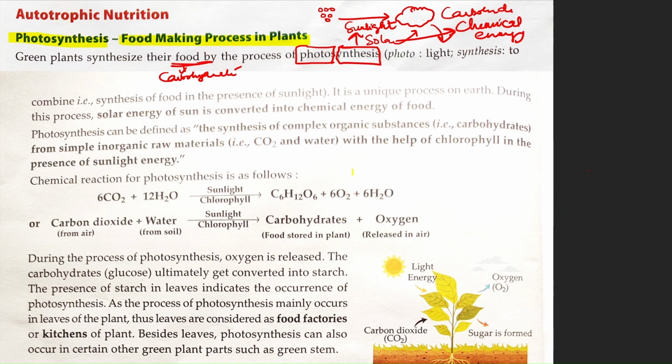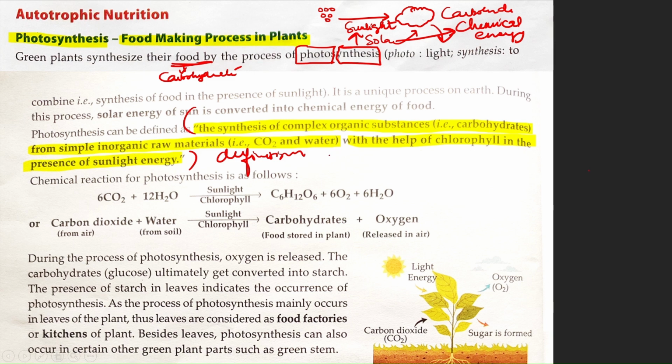So coming back to the definition: the synthesis of complex organic substance, that is carbohydrates, from simple inorganic raw material, that is carbon dioxide and water, with the help of chlorophyll, in the presence of sunlight, is called photosynthesis. This is a definition and you have to make sure that you write it in the same way. You should not be messing up the words. So, this is the definition of photosynthesis.